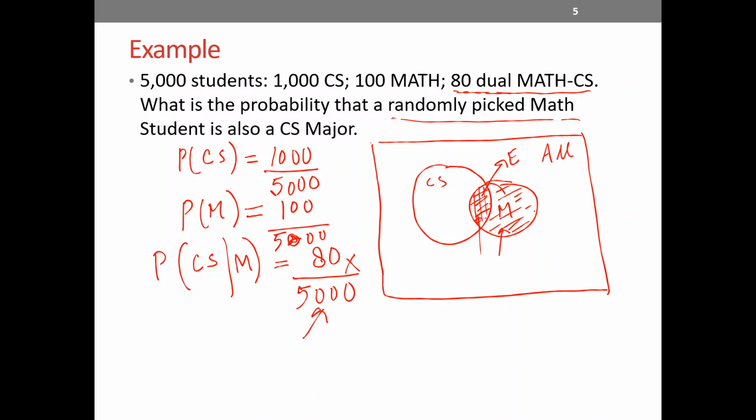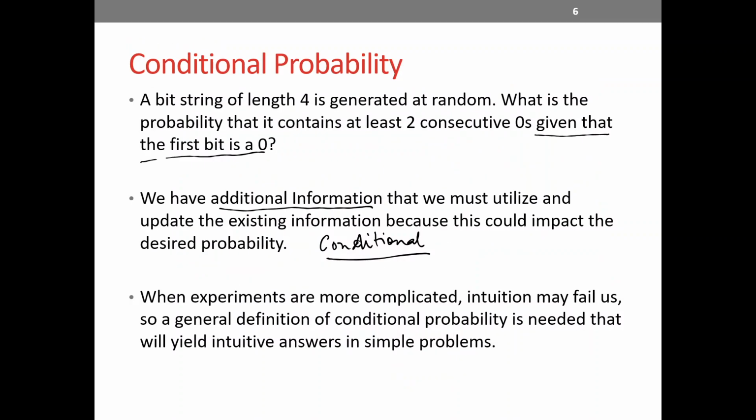So I would not calculate it like this, but rather I would say this is out of all the math students, because I already know that this person who was randomly picked is a math student, right? So that is what conditional probability talks about, to shrink the sample space up to that extent, which is what we are interested in, right? Let's look at it in a more formal way. So in this scenario, my probability is 80 over 100, which is 0.8.